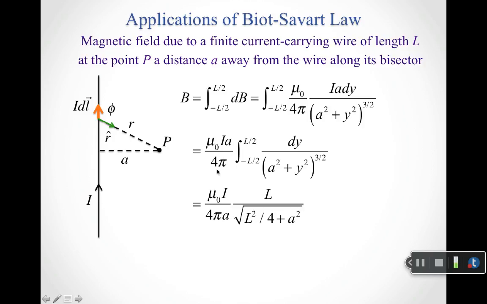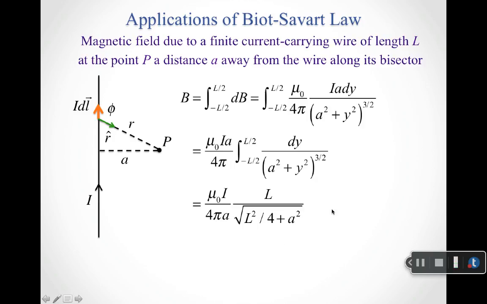So I'm left with mu naught I A over 4 pi that I've pulled out, and then my integral from negative L over 2 to L over 2 of dy, my variable of integration, over a squared plus y squared to the 3 halves. This is an integral that's in the table of integrals in your textbook. This is one that we can go look up. We'll look up what the antiderivative is, evaluate it at the endpoints, and this is the expression that we get.